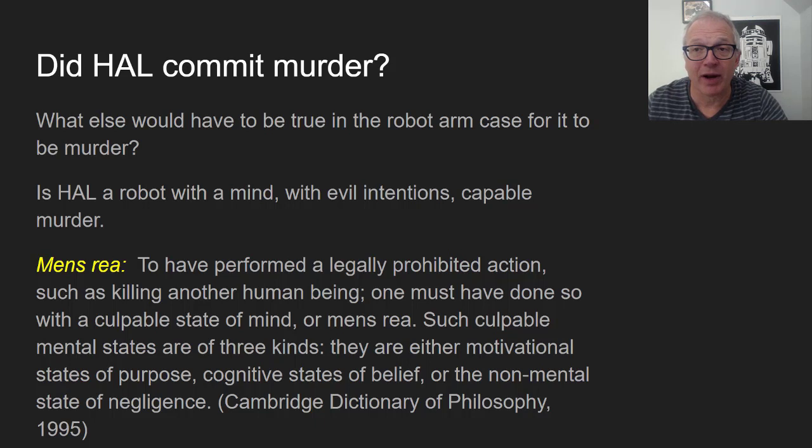Where mens rea means to have performed a legally prohibited action, such as killing another human being, one must have done so with a culpable state of mind. And those states of mind are either, as we've said, a motivational state of purpose, and it's going to look like HAL's got that. Cognitive states of belief, it's going to look like HAL has got that. Or the non-mental states of negligence.